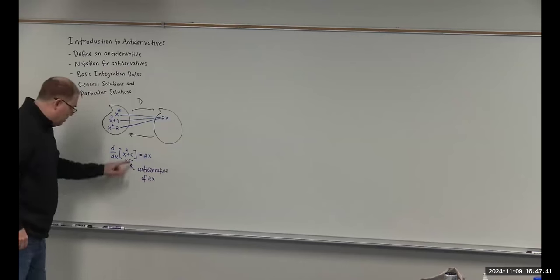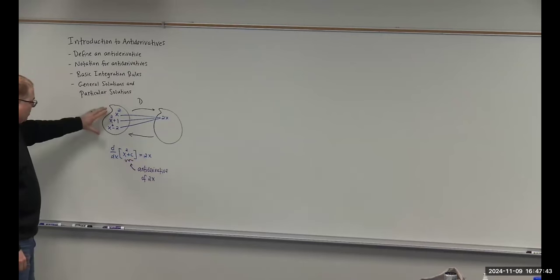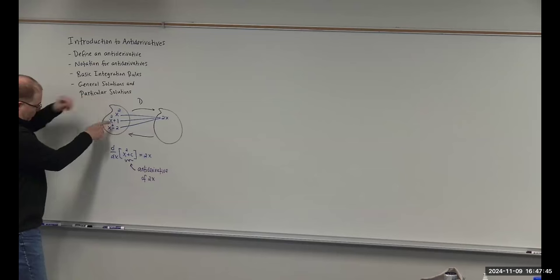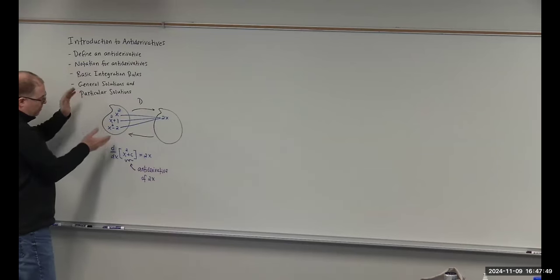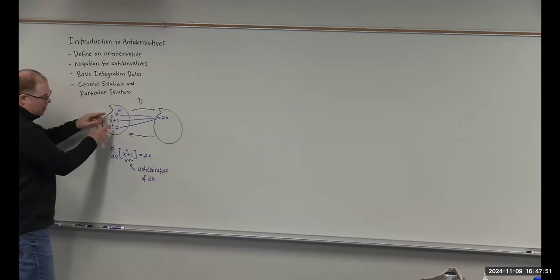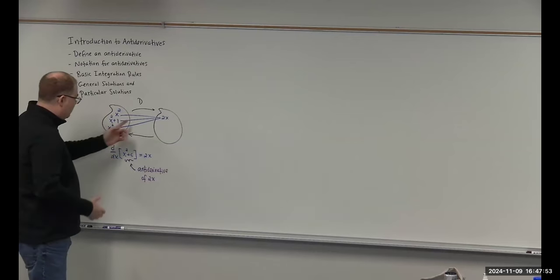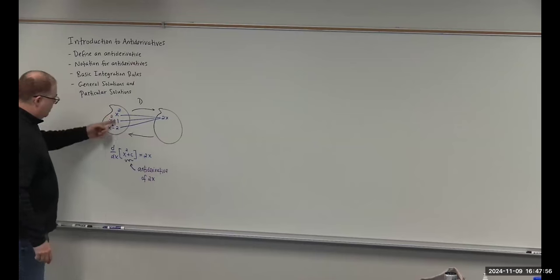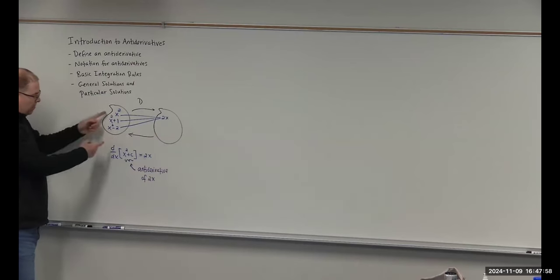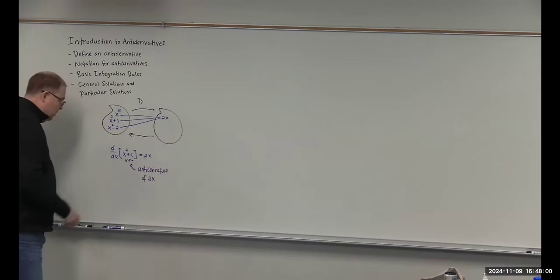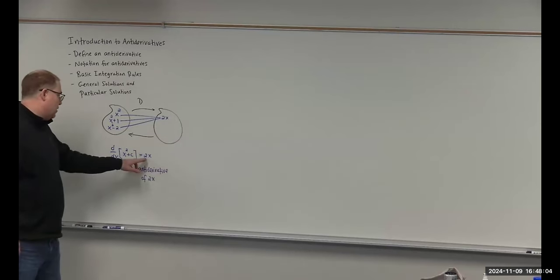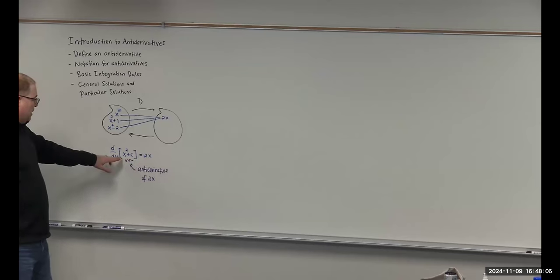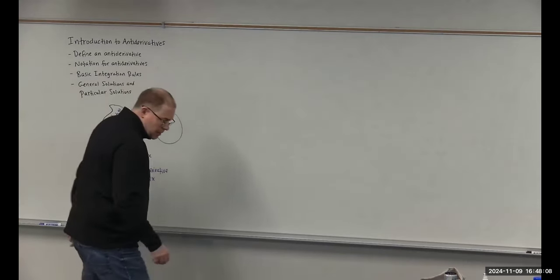This constant captures all the possibilities. Of course, there are more functions than this. In fact, there are infinitely many functions such that when you take the derivative, they give you back 2x, because there are infinitely many values for c. So this is what we say is the antiderivative. The antiderivative of 2x is simply going to be x squared plus c.